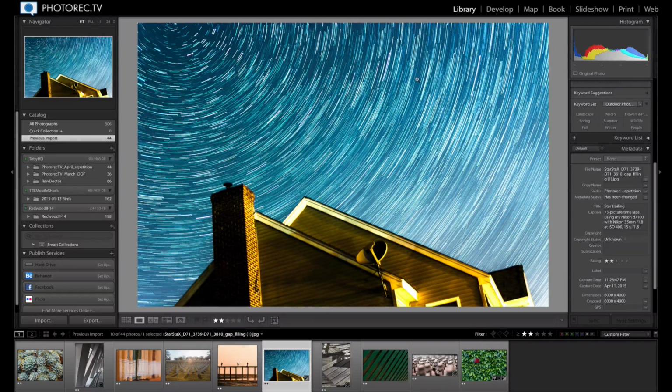Otherwise, I really love the motion in this picture. It looks like you twisted the camera around because of the house, because the house is so still in contrast with the stars. It looks like you're almost twisting the camera around and creating this effect just by moving the camera, which is really cool.